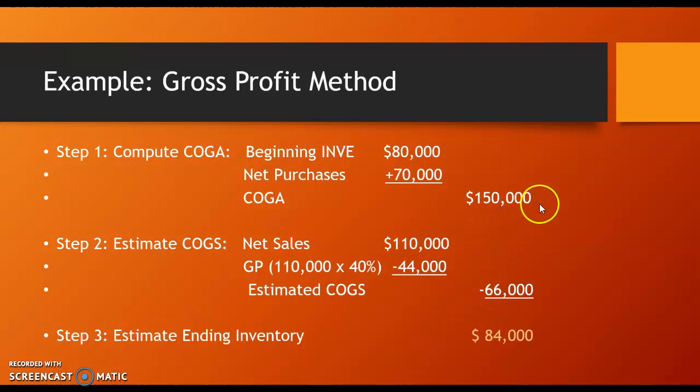Then I can take my cost of goods available, $150,000, minus my estimated cost of goods sold of $66,000, and that gives me $84,000, which becomes the estimate of my ending inventory. That would go on the balance sheet. Since I have no other way of coming up with this number, it would be acceptable by GAAP to use that for the balance sheet. It also would be the amount that I would put on my insurance claim that I had lost as far as inventory goes in the fire, $84,000.